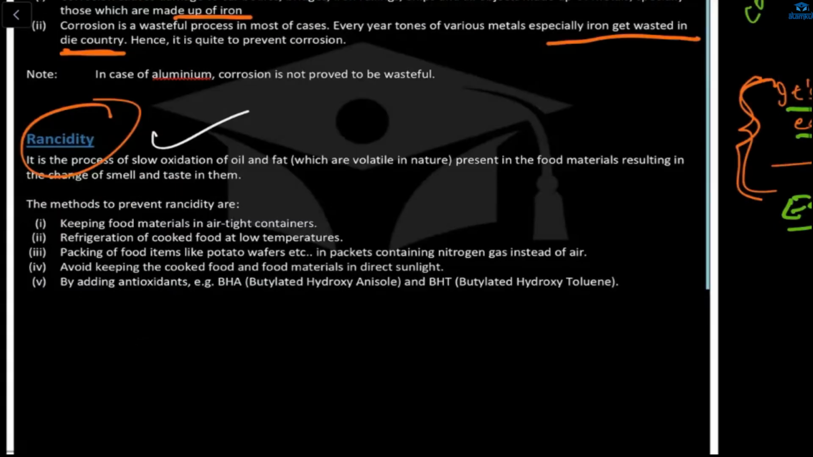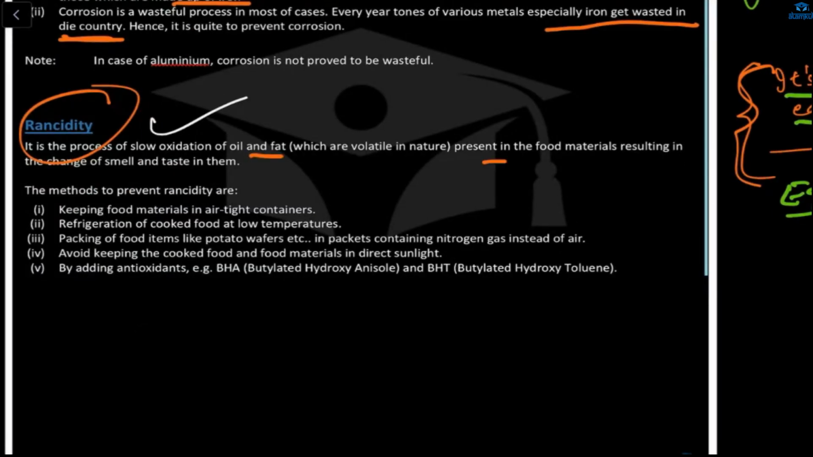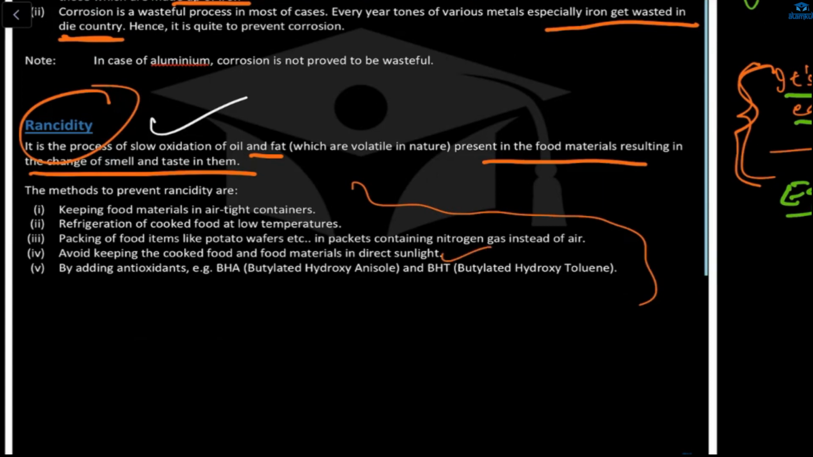And what is rancidity? It's a process of slow oxidation of oil and fat present in food material, resulting in a change of smell and taste. And how can we stop this? Keeping food in airtight containers, in refrigeration, like potato wafers, and avoiding direct sunlight. And this is the antioxidant. This is the example. This is the full form of BHA and BHT.